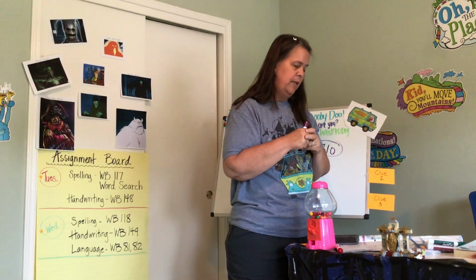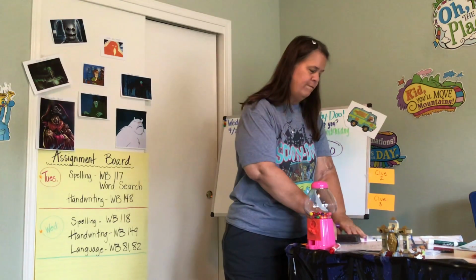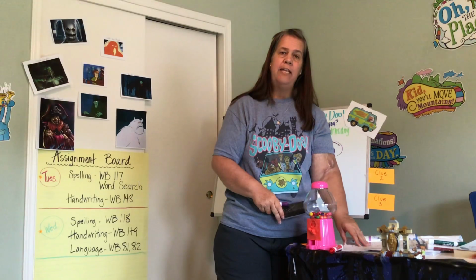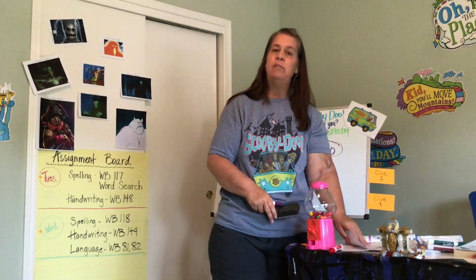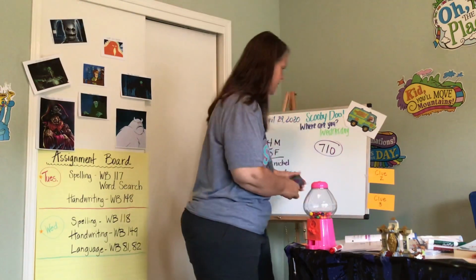Number 2, Henry saves $5 for 5 months. Your answer is 5 times 5 equals 25. Very good. Let's move on to 7-Eleven.